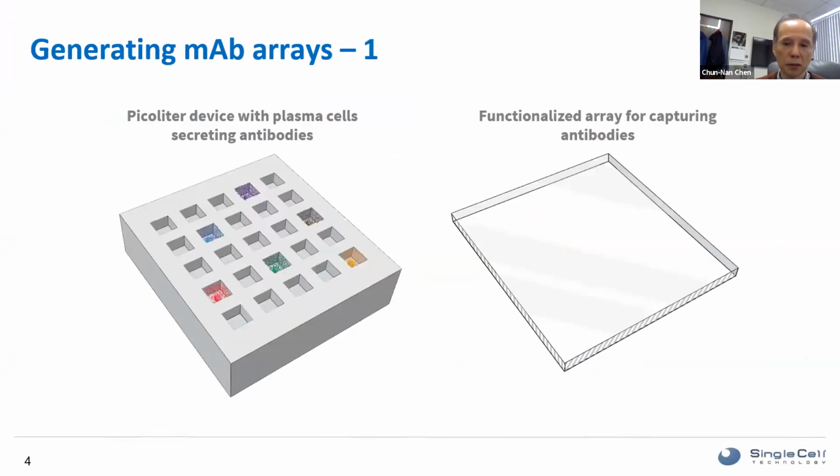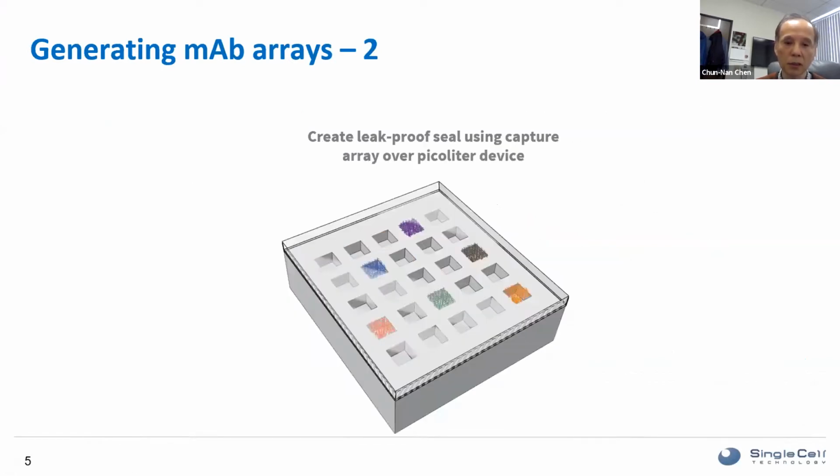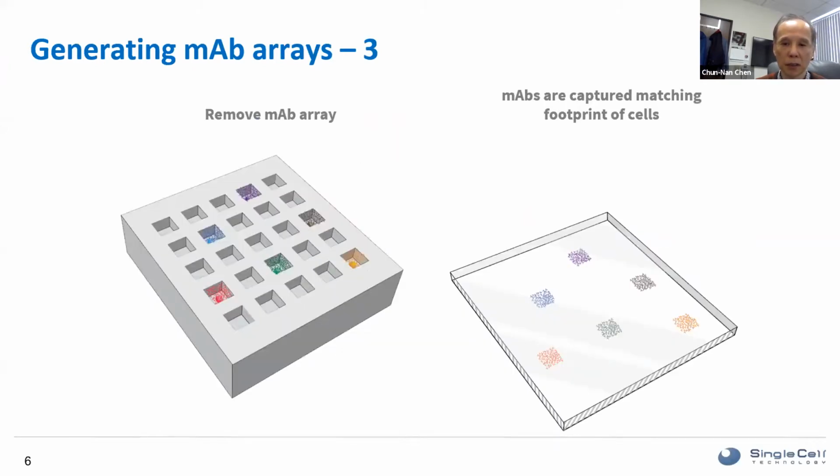And here is some of the workflow. I'm going to dissect it. So we have the cells deposited, and you can deposit in these microwells and then start to secrete antibodies. And you can see that it's still started to fill up with the antibodies. And then on the other hand, you have a functionalized glass slide that is able to capture the antibody. So you put it on top of it and you make a seal, basically a lid over these different wells on the picoliter device, and then you separate them. And then the antibodies are matching the footprint of these cells.